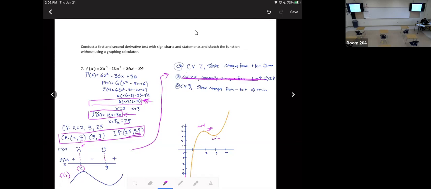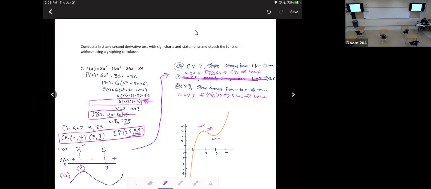What I want to know is at CV of 2, you can say that f double prime of 2 is less than 0. That means it's concave down, which also yields a max. To get the inflection point, that's not what you're talking about when you do the sign chart. Then at CV of 3, slope changes from negative to positive, you get a min. Perfect. But you haven't done the second derivative statement. So at CV of 3, your f double prime of 3 is greater than 0, which means it's concave up, and that gives you a min. So you are affirming what you found out in your first derivative test.